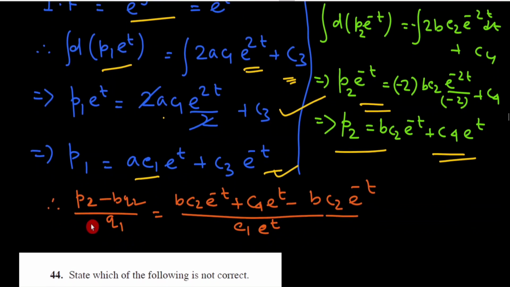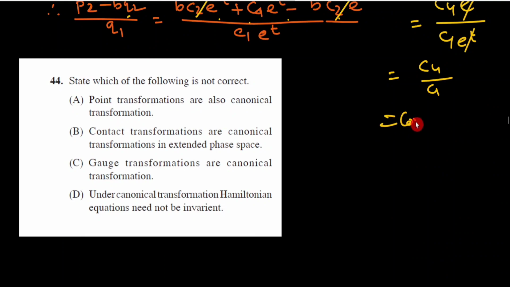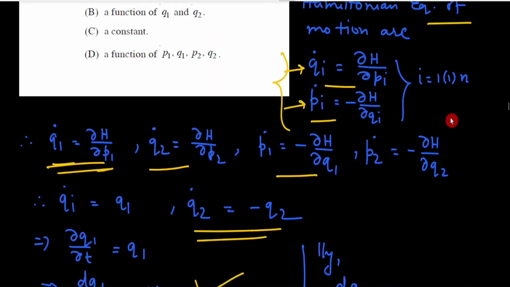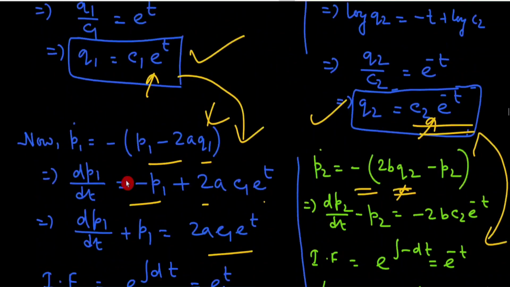Now the value of p2 minus b q2 by q1 equal to b c2 e to the power minus t plus c4 e to the power t minus b q2, meaning b into c2 e to the power minus t, by q1 equal to c1 e to the power t. So the b c2 e to the power minus t terms cancel, and we simply get c4 e to the power t by c1 e to the power t. So the e to the power t cancels. So this is equal to c4 by c1, and this is equal to a constant. Therefore the solution of this question is a constant, option number C. This is the correct answer of this problem.